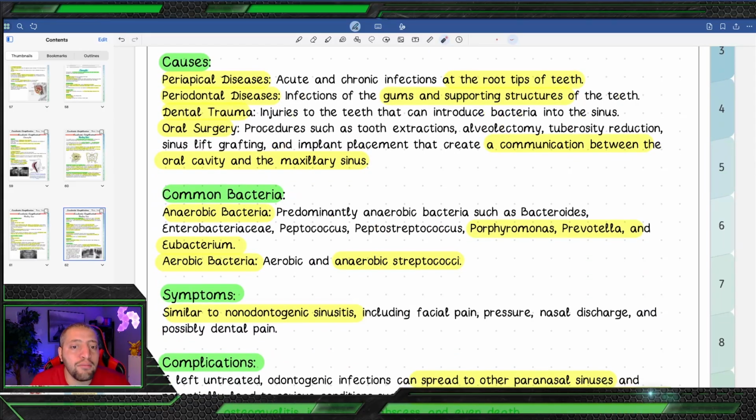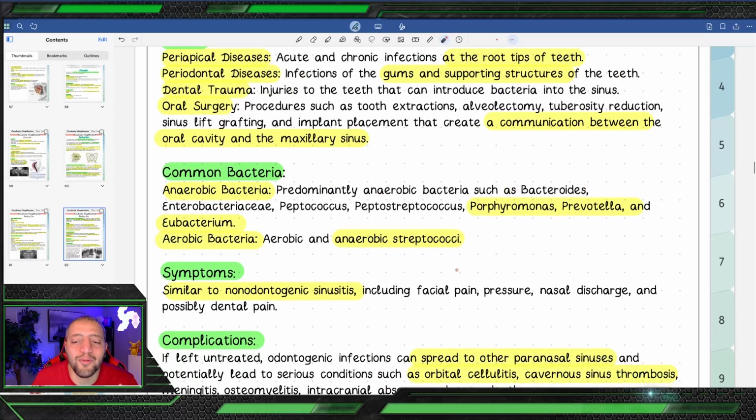Common bacteria are predominantly aerobic, and anaerobic bacteria such as Bacteroides, Enterobacteriaceae, Peptostreptococcus, Pseudomonas, Prevotella, and Eubacterium. So odontogenic infection in the maxillary sinus is related to dental bacteria, which are Pseudomonas, Prevotella, and Eubacterium, and aerobic and anaerobic streptococci. Okay, so most commonly odontogenic infection comes from Prevotella, Eubacterium, and Pseudomonas. And for these names of bacteria, when you go to perio, I will give you a schematic diagram to discuss it to make it easier. It will become easier, not so easy, but easier in a way.